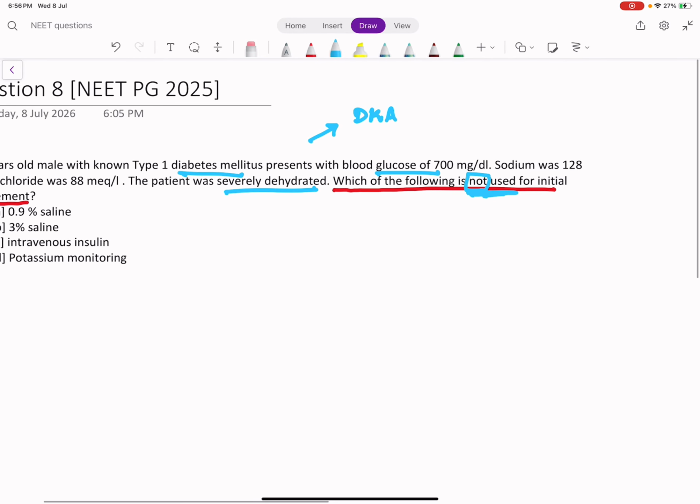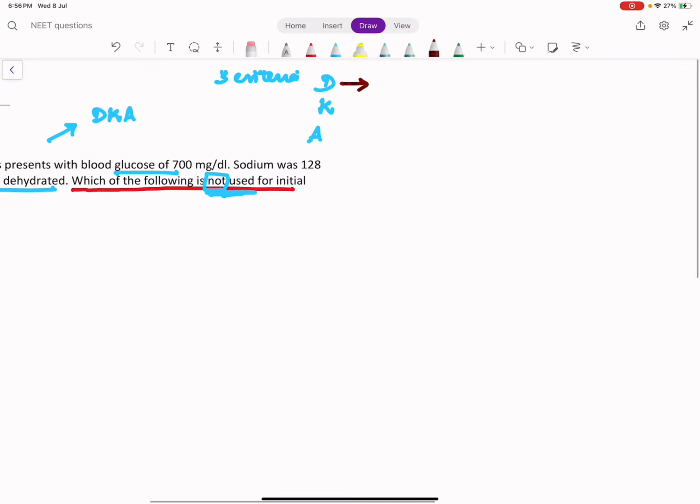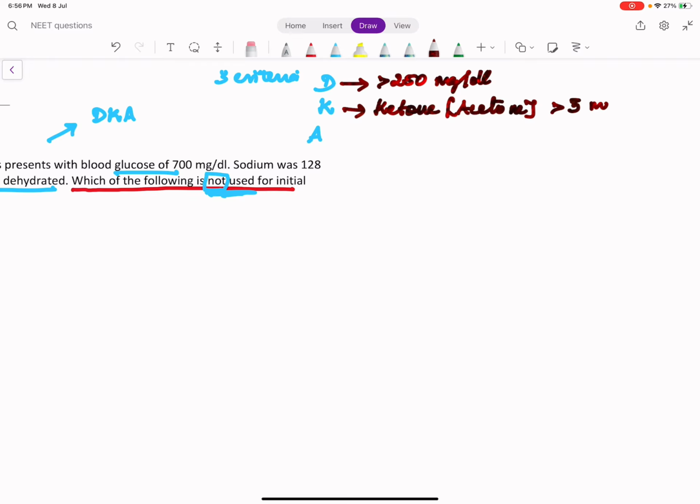To say diabetic ketoacidosis, there should be 3 criteria. The name itself says diabetic ketoacidosis. Diabetes means sugar has to be high. The latest criteria is sugar has to be more than 250 milligrams per deciliter. There should be ketosis, which means the blood ketone bodies, commonly used as acetone, have to be high. How high? It is more than 3 milligrams per deciliter.